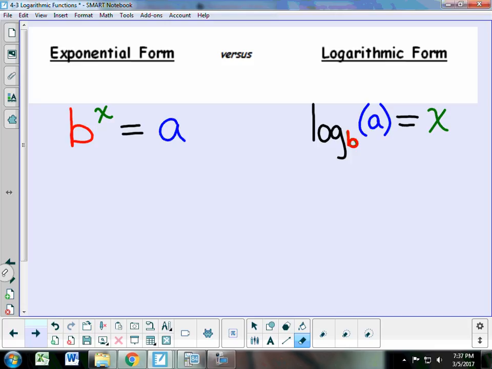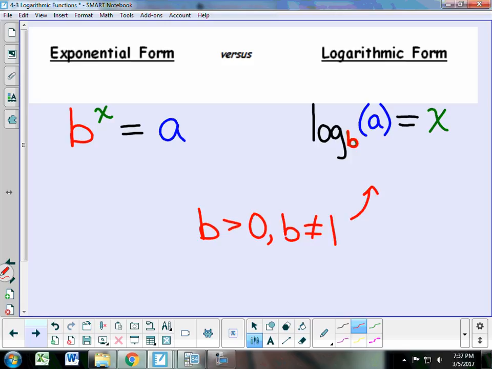And with all this, it's good to know, just like we said with exponents before, b must be greater than 0, and b cannot equal 1 for both types of forms here. If b is equal to 1, then it's really boring. It's not really exponential then. It's just a flat line. If b is less than 0, if it's negative, then it just doesn't work. We get lots of issues.